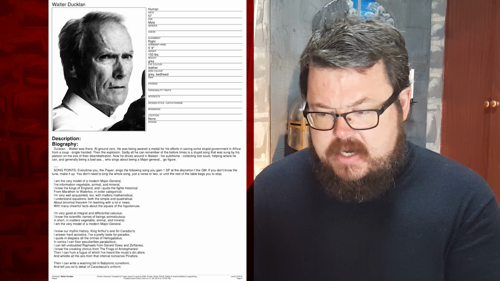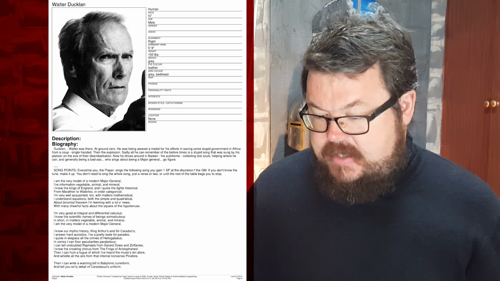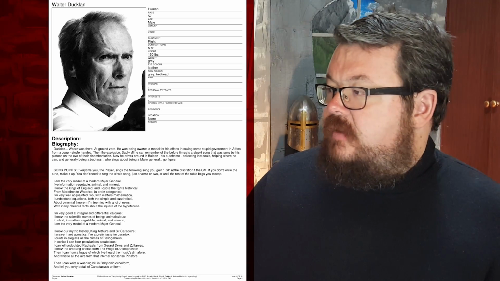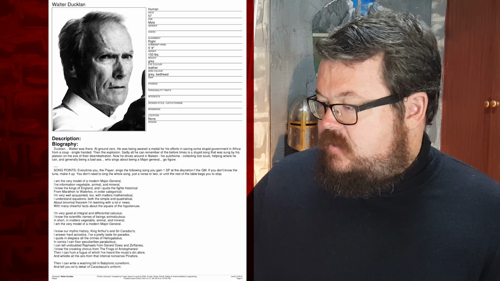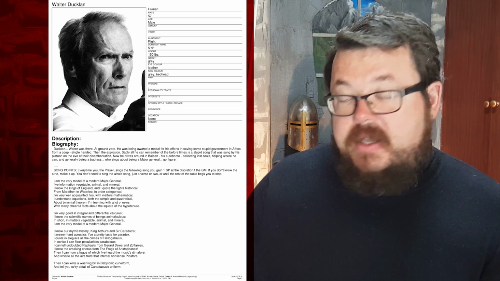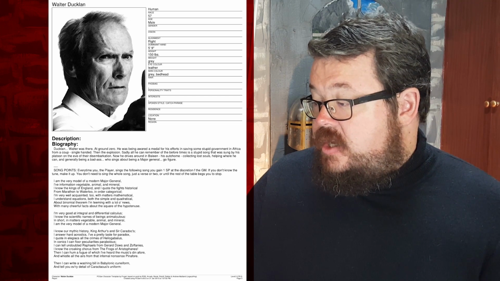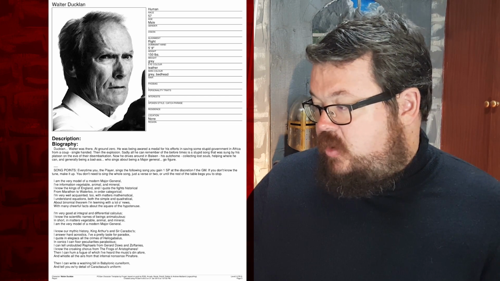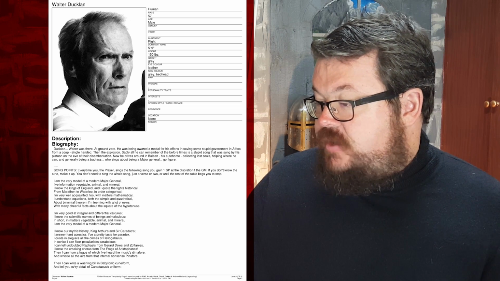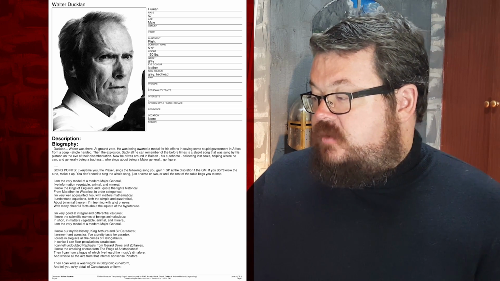So if we look at the character sheet, since we're here, now that we know about our cool points, here is the character sheet. There we go. They've got a nice little photograph there, stolen from someone, violating copyright, but that's okay. Song points. So it is written on the character sheet: "Song points: every time the player sings the following song, you gain 1 SP, song point, at the discretion of the GM. If you don't know the tune, make it up. You don't need to sing the whole song, just a verse or two, or until the rest of the table begs you to stop."